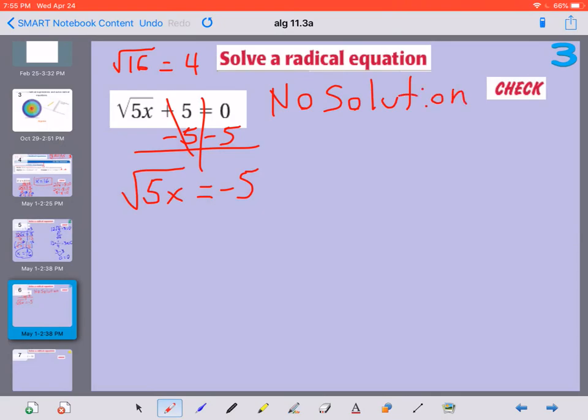If you wanted to check that, we totally could. What we're going to do then is square both sides.